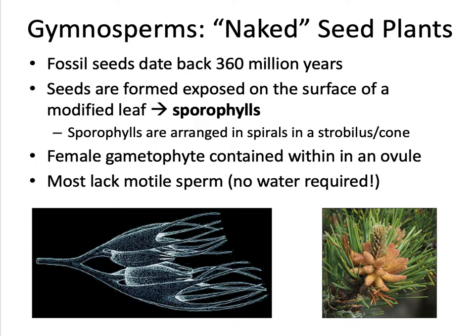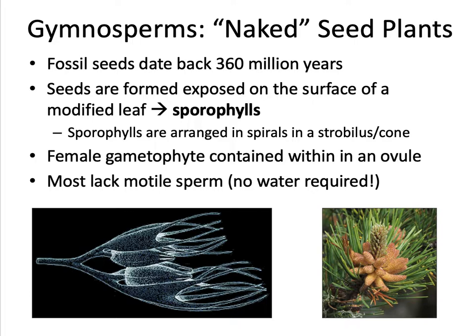The gymnosperm seeds are formed exposed on the surface of a modified leaf that's called the sporophyll, and the sporophylls are spirally arranged to make the strobilus. And in this case, for the gymnosperms, the strobilus almost always looks like a cone.